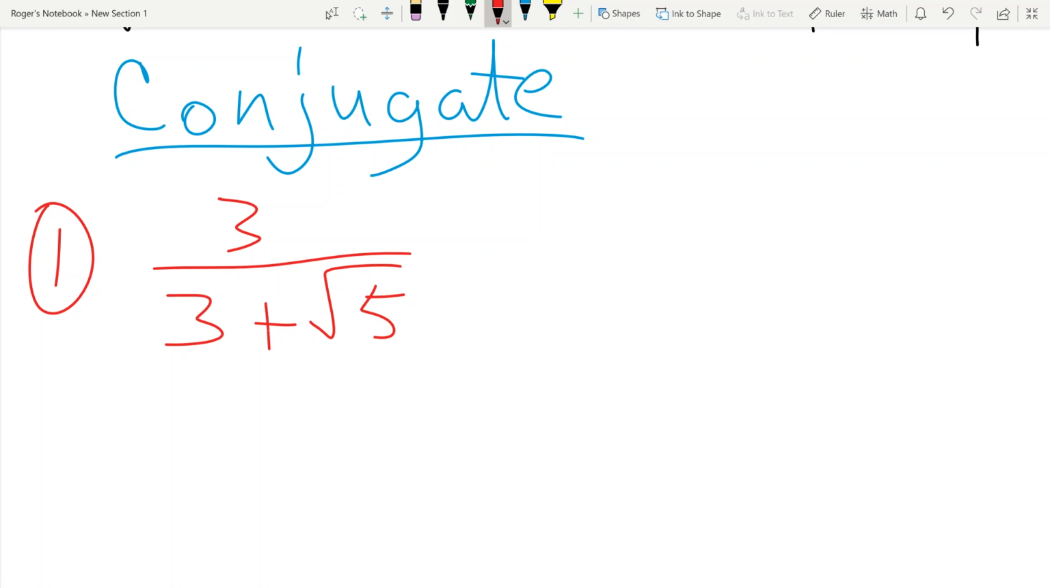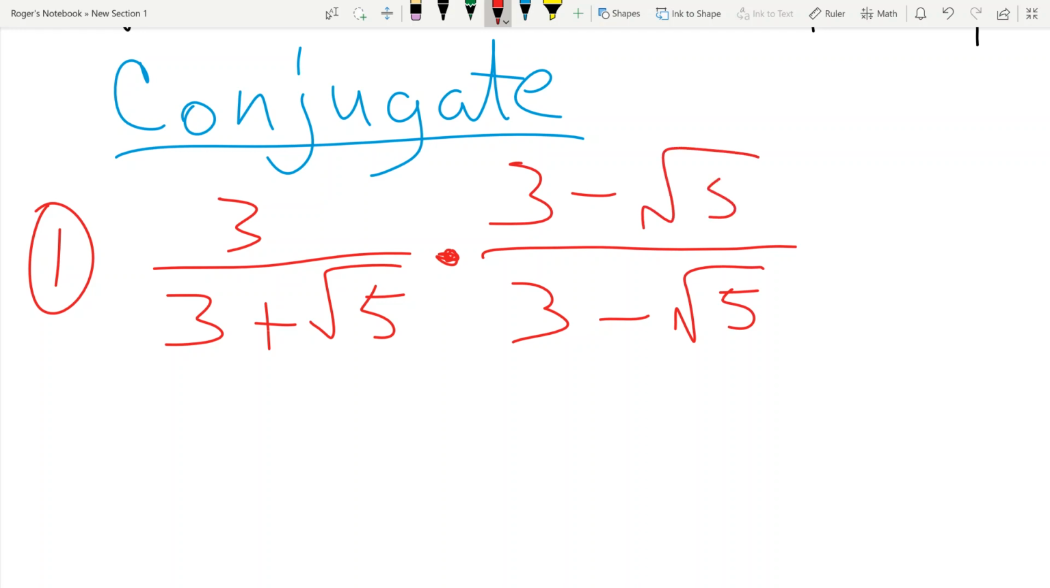Okay? So what we need to do now is multiply this by the number 1. Recall that when we want to change the form of a fraction, we can only multiply it by the number 1. Otherwise, it will no longer be the same fraction. So the number 1 in this particular situation is going to look a little different than what you normally would see. It's going to be written as 3 minus the square root of 5 over itself: 3 minus the square root of 5 over 3 minus the square root of 5.